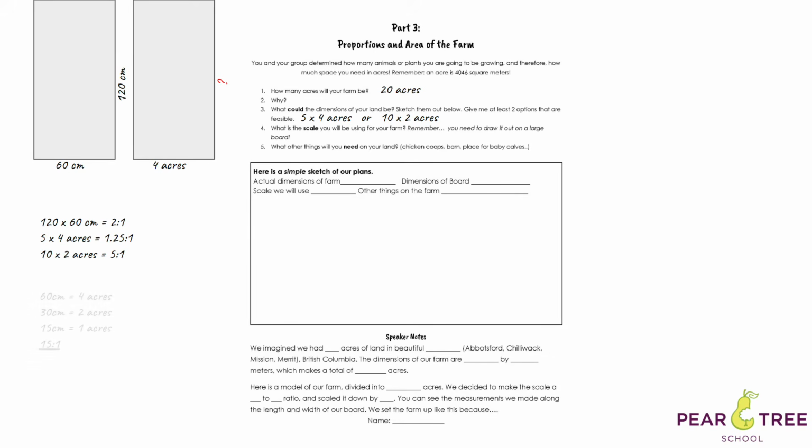So if 60 centimeters is equivalent to 4 acres, then half of that is equivalent to 2 acres, and half of that is equivalent to 1 acre. So in other words, 1 acre is 15 centimeters, which is a 15-to-1 ratio. If you know that 1 acre is equivalent to 15 centimeters, then 5 times 15 centimeters is equivalent to 5 acres. So I've written on question 4 that 15-to-1 ratio, which is what we're working with for this board, and 15 centimeters is equivalent to 5 acres.